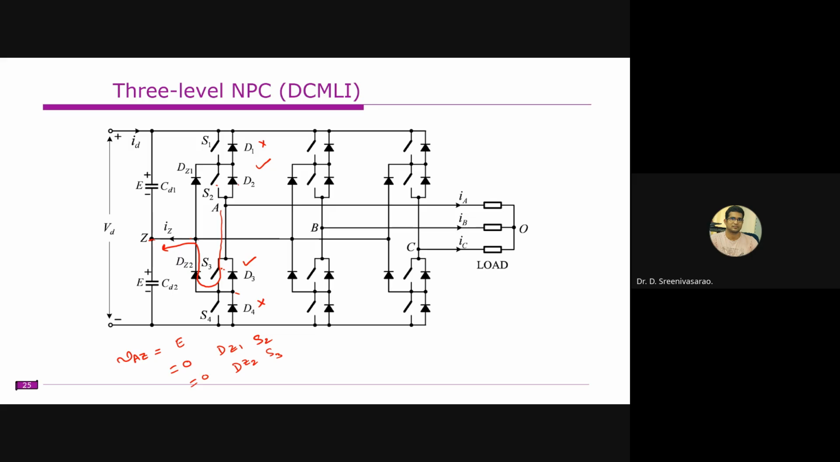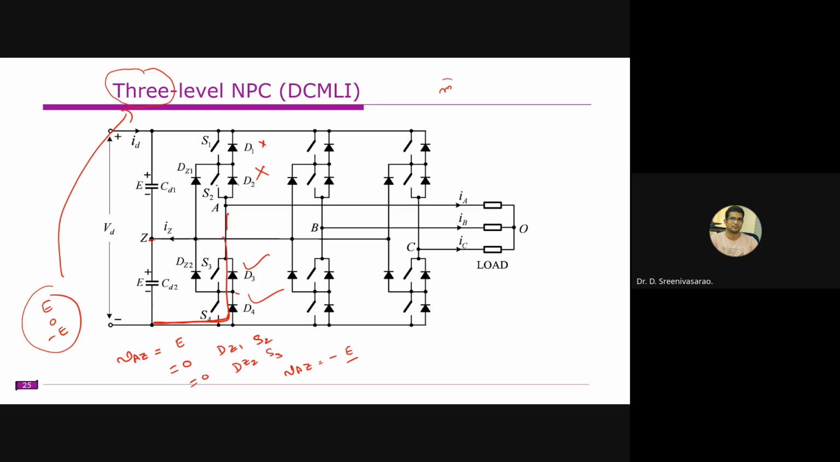Right. Now if both of these switches are turned off, and this one is on and this one is off, this voltage is connected here, so between A and Z you will get the minus E voltage. That means you are getting E, 0, and minus E voltage. That's why it is known as a three-level inverter, depending on the number of levels in the phase voltage.